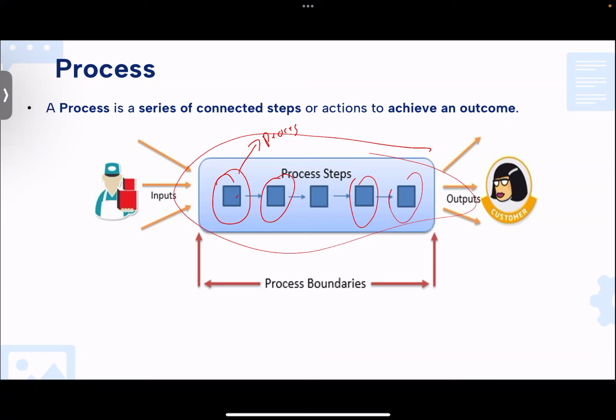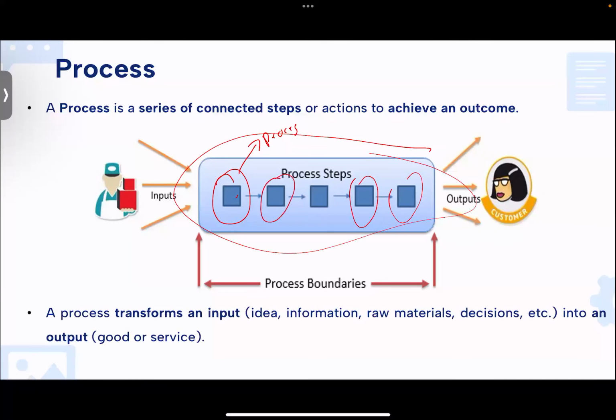So basically, a process transforms an input into an output. A process is something that gets input from the environment and gives an output, either a product or a service, to the environment. The input could be an idea, information, raw materials, or decisions. Likewise, I hope everyone is clear about the process now.